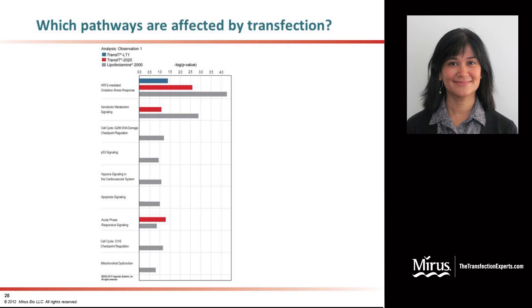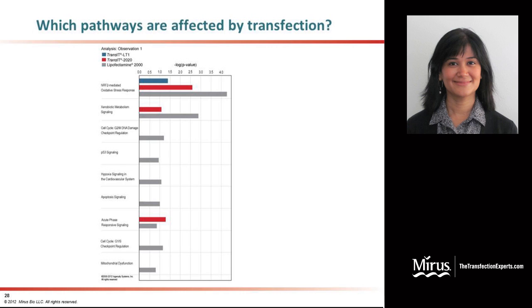We conducted pathway analysis using the Ingenuity software on these RT-PCR results, and we found that the most overrepresented pathways that were affected by transfection were associated with oxidative stress response and xenobiotic metabolism. Among the genes involved in oxidative stress response, that is shown here in the topmost panel, the DDIT3 mRNA expression was increased approximately 50-fold in cells that were transfected with lipofectamine 2000, whereas it was significantly lower with cells that have been transfected with either Transit LT1 or Transit 2020.